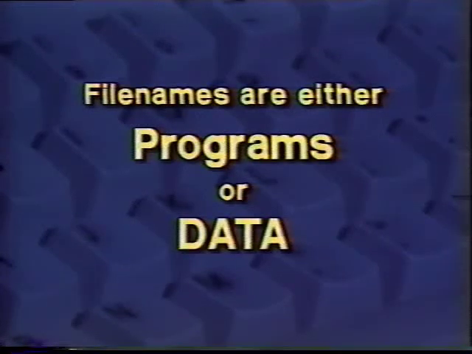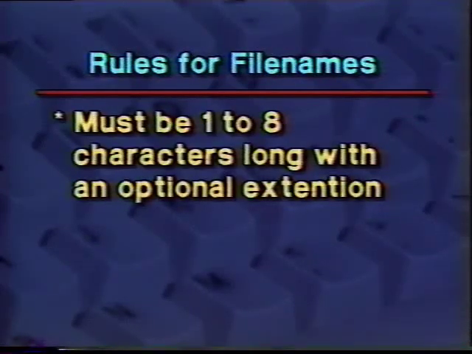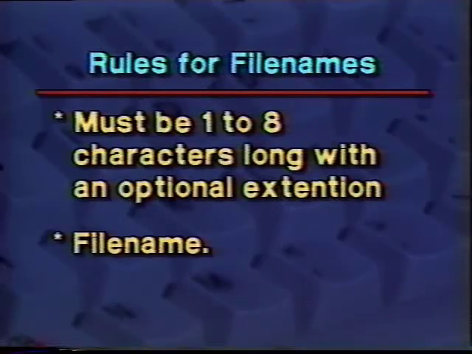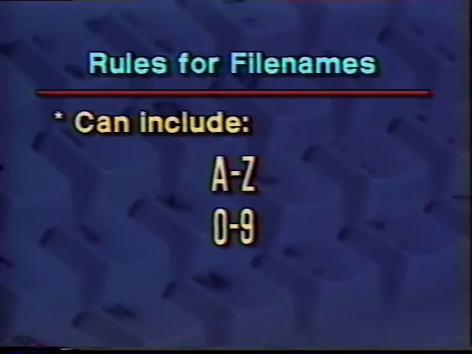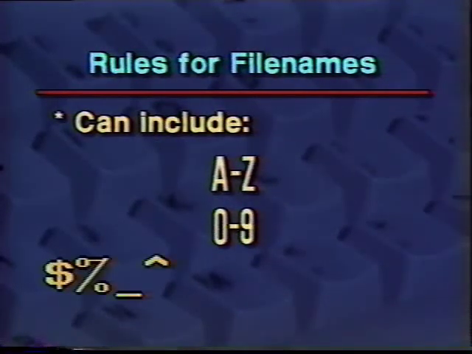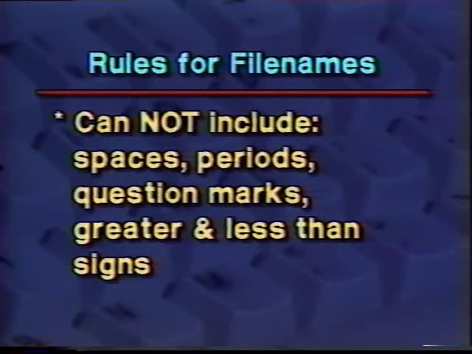Files are either programs or data. DOS has certain rules about file names. A file name can only be 1 to 8 characters long with an optional extension. An extension is a period followed by 1 to 3 characters. The period does not show up in this file listing. A file name can include the letters A through Z and digits 0 through 9. You can use most of the special character symbols like $ signs, % signs, or the underscore character, but there can be no spaces between characters. Oh, one more thing.